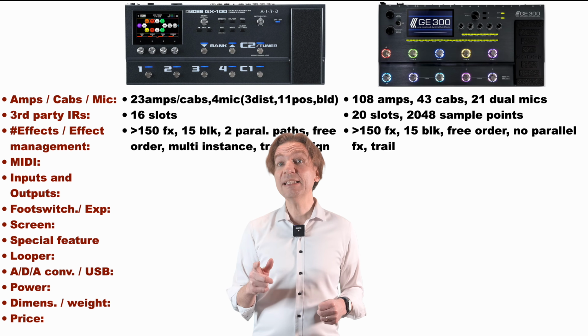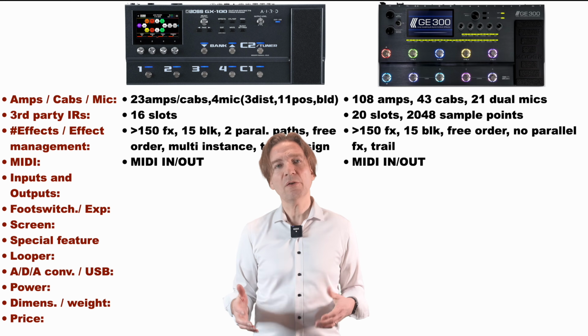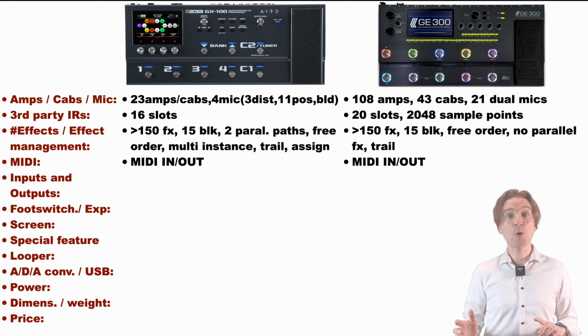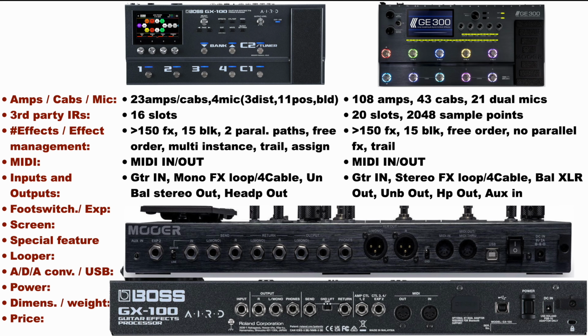As regards MIDI, they both offer MIDI in and MIDI out physical ports. As regards inputs and outputs, the GX100 has a guitar input, a mono effect loop, unbalanced stereo outputs and a headphone out. In the G300 we have a guitar input, a stereo effect loop, balanced and unbalanced outputs, a headphone out and an aux in. Here the main differences are that the G300 offers balanced stereo outputs and a stereo effect loop. Balanced outputs that are missing in the GX100, which offers a mono effect loop instead of a stereo one.